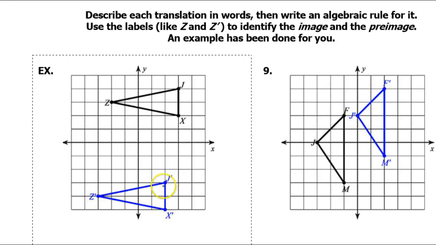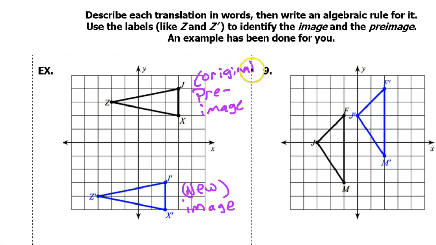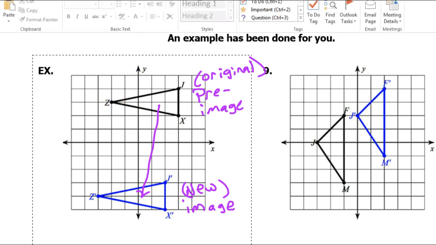Whichever one has these little primes, J prime, X prime, Z prime, that means that this is the new picture, which means that's called the image. Okay, the original picture will not have primes, and that's called the pre-image. This is the original. So that means we are always going from the one without the primes to the one that has the primes, the pre-image to the image. That's the idea.